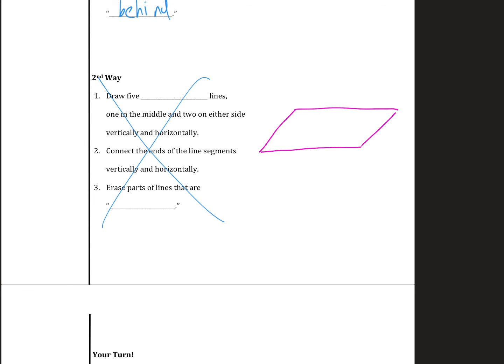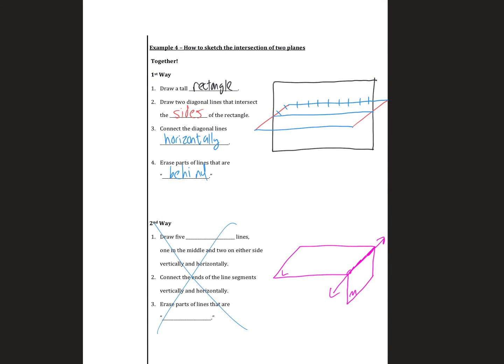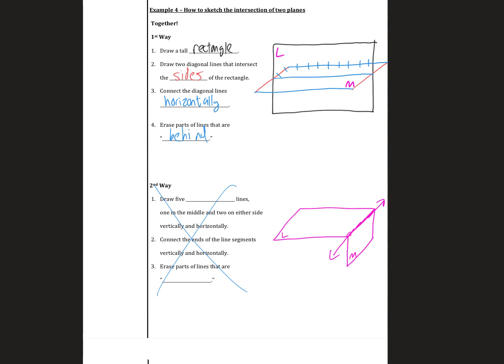Okay, there's one parallelogram. Now I'm going to take this right one here and go like this. So the intersection of the two planes, where they cross, is going to be this section right here. And this is plane L and plane M. Either of these examples is fine to write. It's just hard to visualize, so make sure you pay attention during class or come get help if you need to.